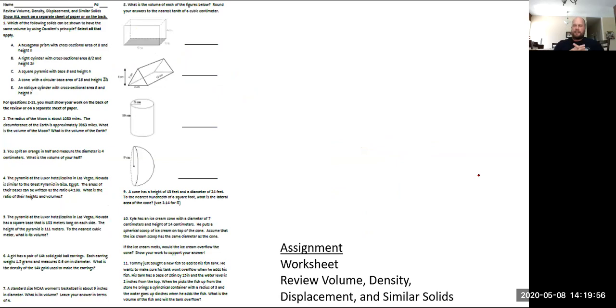There is an assignment that goes along with this, and I'm going to post it on Edsby in a few minutes, but this is the worksheet that I'm having you guys do. There's a little review of some volume stuff, and then also in here there's density, displacement, and similar solids. So again, I'm not going to ask you the density, displacement, and similar solid stuff on the test. The test will focus mainly on what we've covered the last few weeks on surface area, lateral area, and volume.